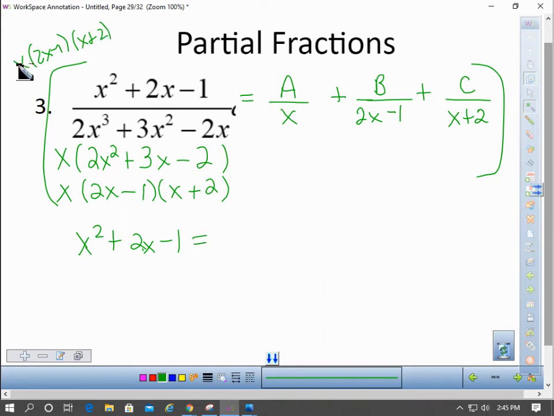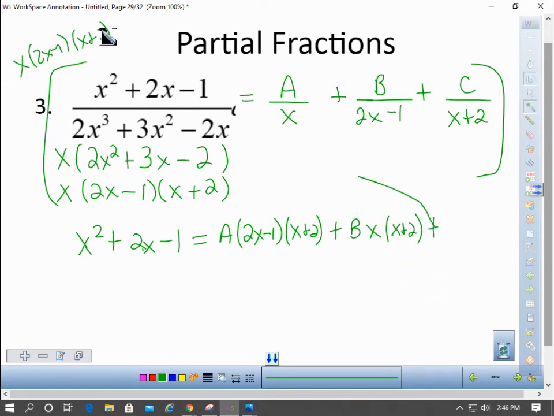Now, when I multiply this common denominator by this first term here, only the x's are going to go away. So that means I'm going to have a times 2x minus 1 times an x plus 2. And then we're going to multiply this guy times this second term here. So that means the 2x minus 1s are going to cancel. So you're going to have b times x and then the x plus 2.